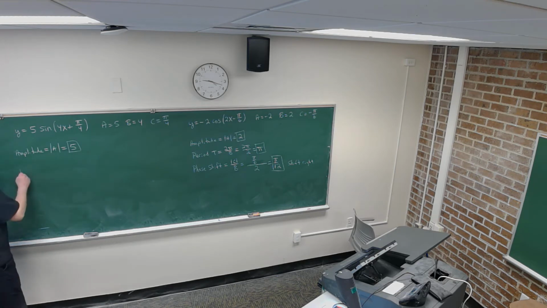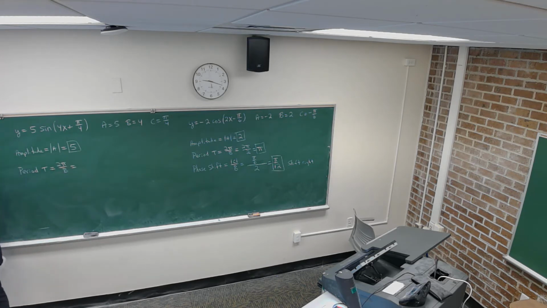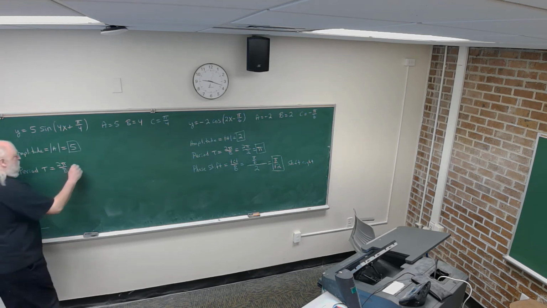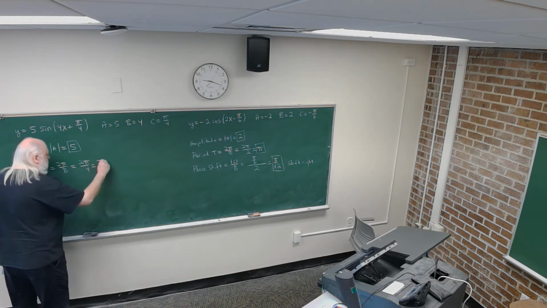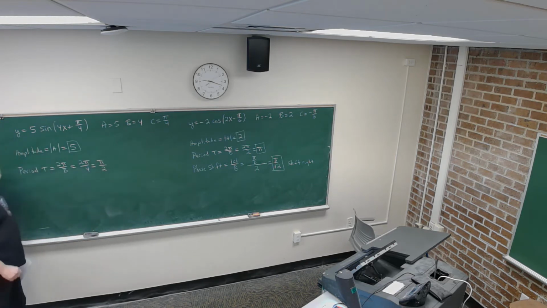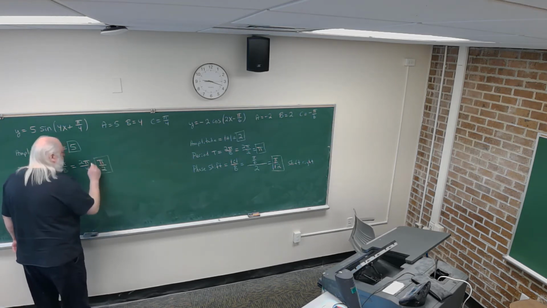The period, T, is equal to the length of one cycle, which is 2 pi over 4, which is the same as pi over 2. So the length of one cycle is pi over 2 radians.